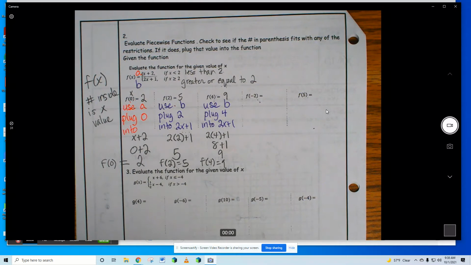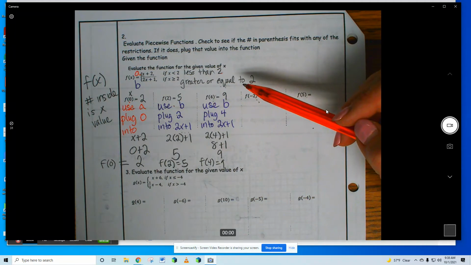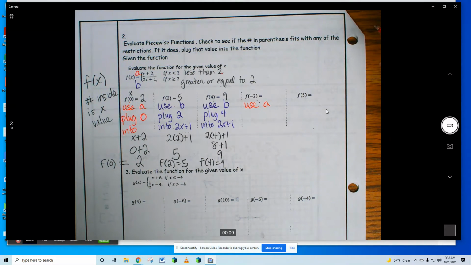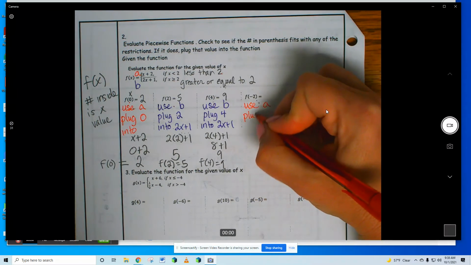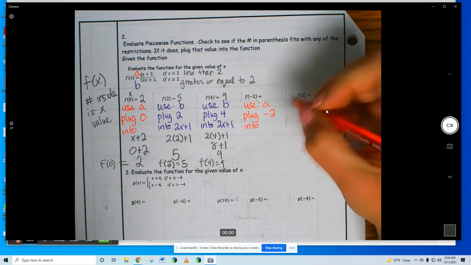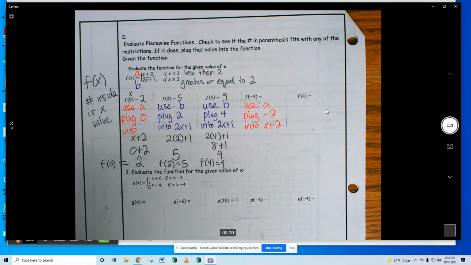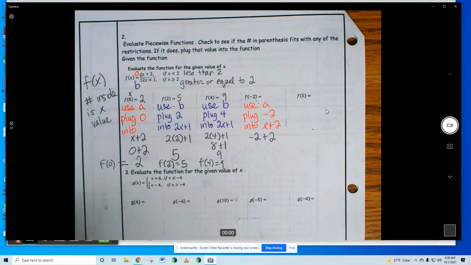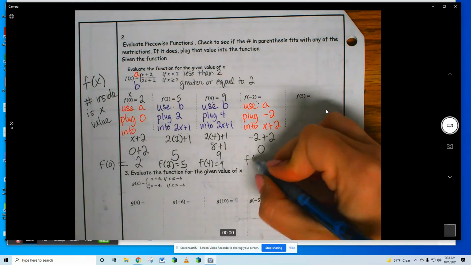You can only plug it into the equation that has the restrictions that fit. f of negative 2. Is negative 2 less than 2 or greater than or equal to? Less than 2. Use equation A. Plug negative 2 into x plus 2. Negative 2 plus 2. 0. f of negative 2 equals 0.